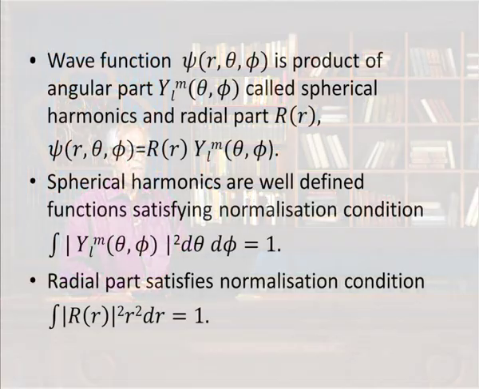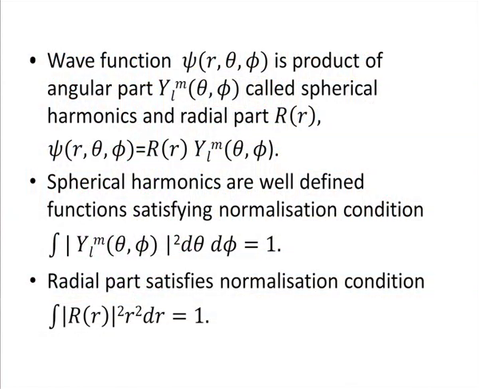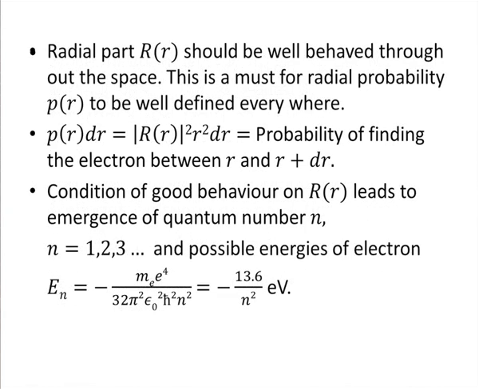Now, wave function psi is product of angular part called spherical harmonics, which is Y_lm(theta, phi), and the radial part R(r), and then these spherical harmonics are well defined and obey normalization condition as you see on the slide, and then the radial part also satisfies the condition as you see on the slide. Now, this is important, that radial part R(r) should be well behaved throughout the space.